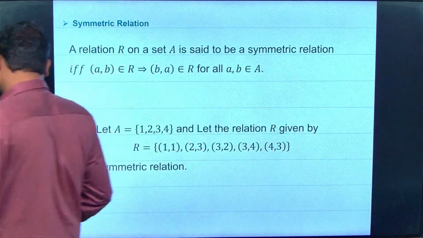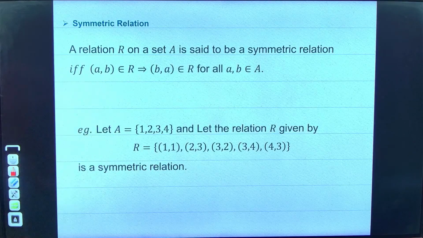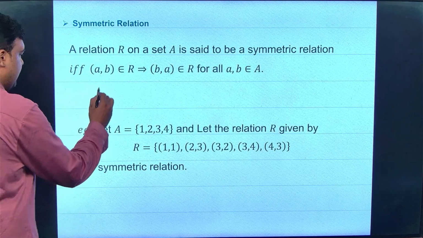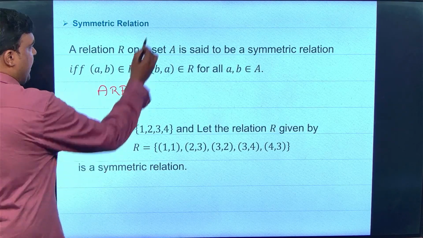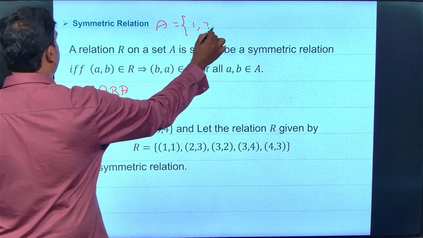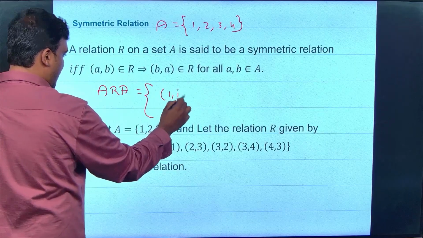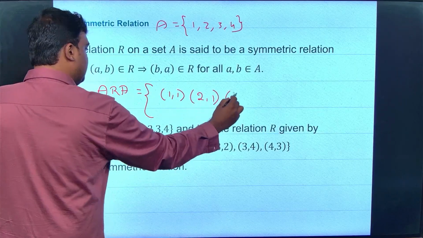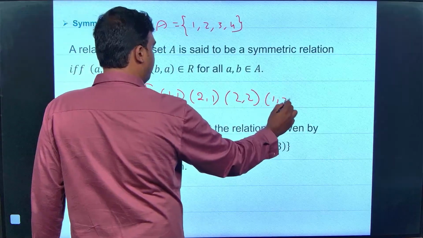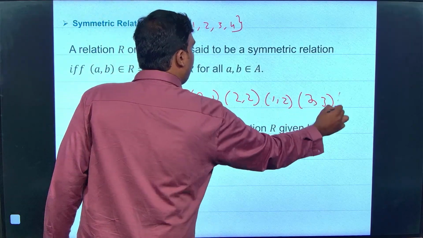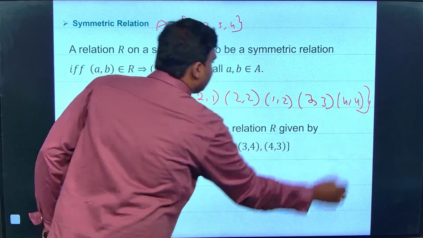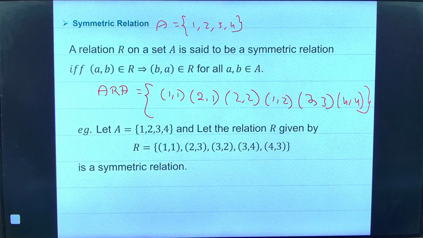So I'll write some relation, guys. Can you say whether it's symmetric or not? If I have A related to A, where A is equal to 1 comma 2 comma 3 comma 4: 1 comma 1, 2 comma 1, 2 comma 2, 1 comma 2, 3 comma 3, 4 comma 4. Guys, whether it is symmetric? Yes, it is symmetric.